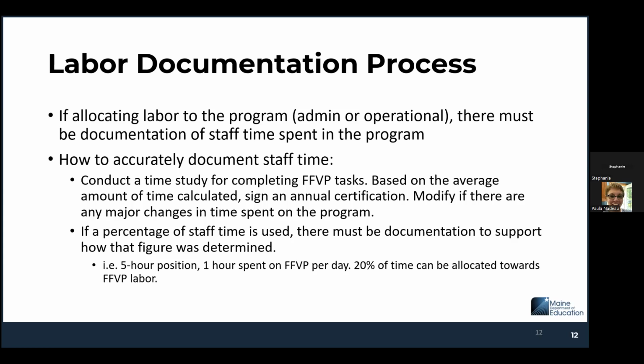And then another way is if a percentage of staff time is used, there must be documentation to support how that figure was determined. So if you have a 5-hour position and 1 hour is spent on FFVP per day, as long as you have that backup documentation, that would justify 20% of their time going towards labor. And if you need some help or guidance in how to go about doing this, feel free to email me or call me.